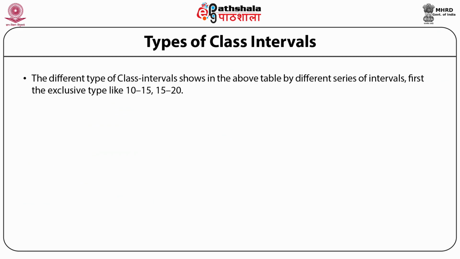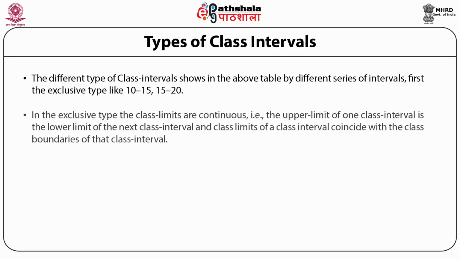First, the exclusive type like 10 to 15, 15 to 20. Similarly, 15 is included and 10 excluded, in above 10 but not more than 15 class interval. In the exclusive type, class limits are continuous. That is, the upper limit of one class interval is the lower limit of the next class interval, and class limits of a class interval coincide with the class boundaries of the class interval. It is suitable for continuous variable data and facilitates mathematical computation.